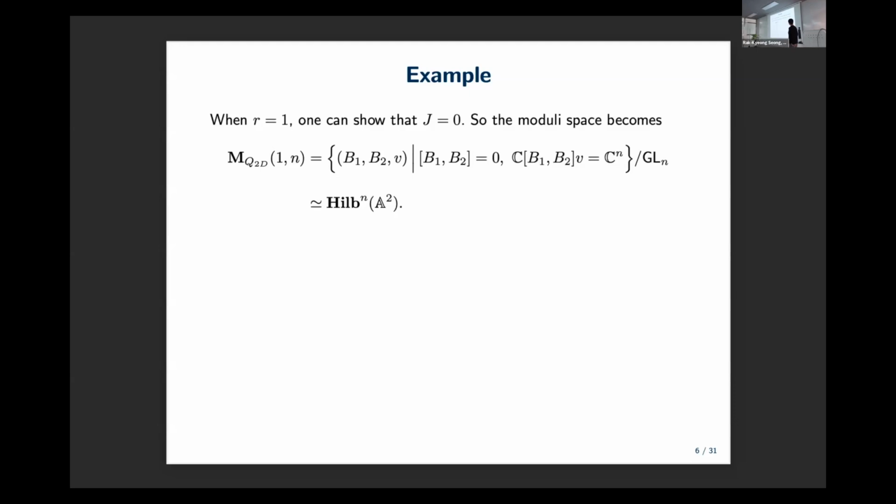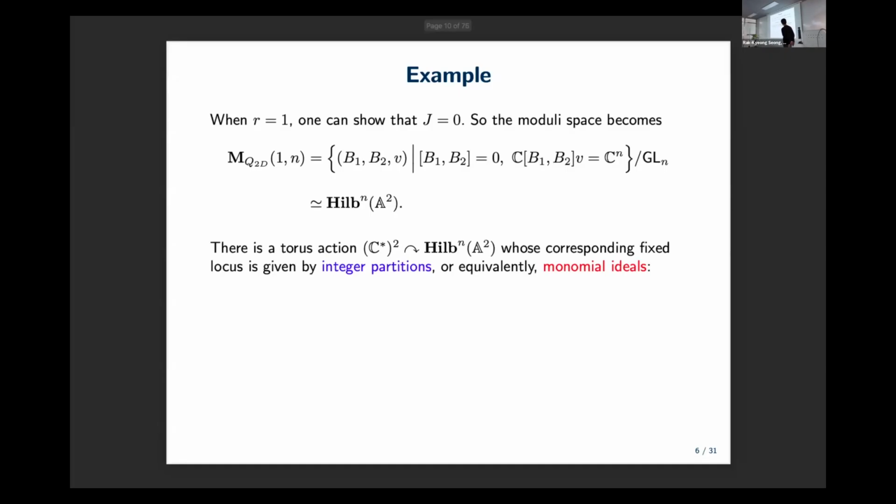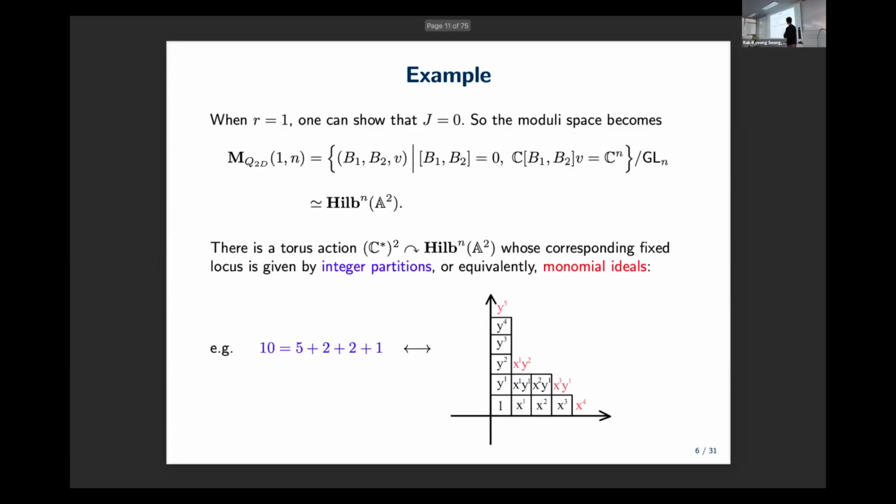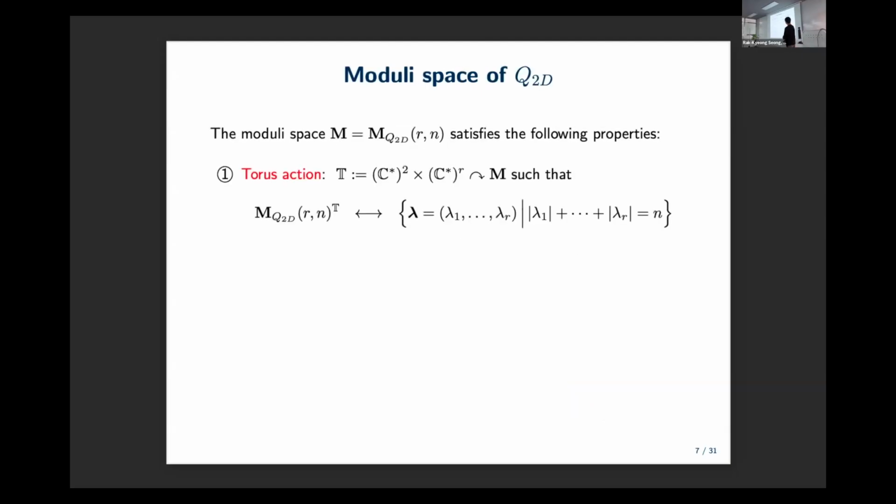And then because B1 and B2 commute, and because there is no J, you can easily show that this is isomorphic to the Hilbert scheme of n points on the affine plane A2. And this admits a torus action, which in the physics talk was called a flavor symmetry. The corresponding fixed loci are given by integer partitions of the number of points, or correspondingly, there is a monomial ideal description in this way. This is, of course, one of the best ways to understand the Hilbert scheme of points, by torus action. Okay, what about the general moduli space?